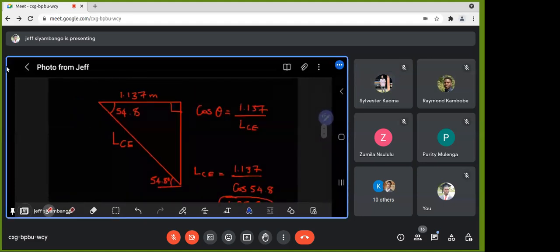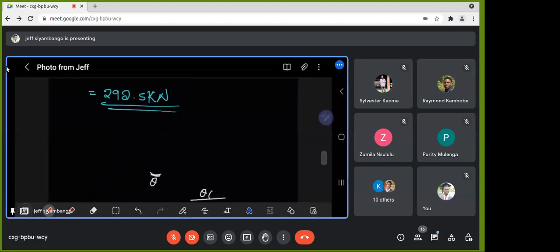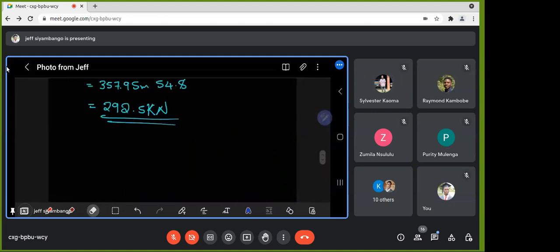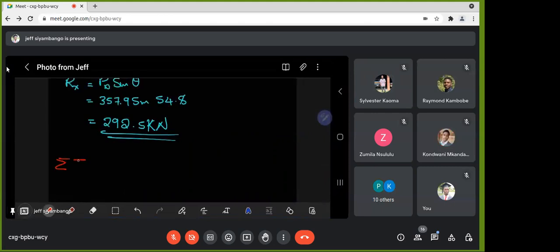Okay. So yeah, this is how we get Rx. So we have found Rx, but it's not really what we're looking for. Kondwani, so far, are we doing the same thing? Yes. Nice.